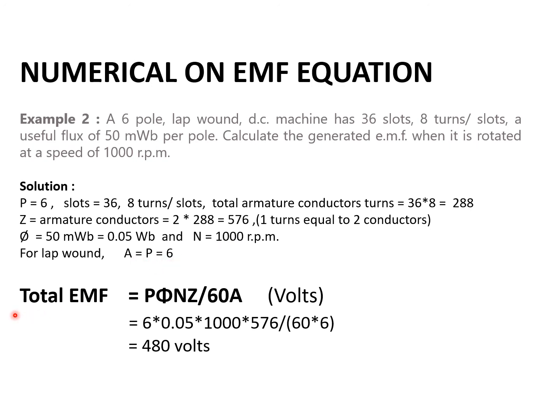So you put all values in the EMF equation, PϕNZ upon 60A. P equals 6, ϕ is 0.05, N is 1000, Z is 576, the total number of armature conductors, upon 60 into A equals 6, because this is lap wound. Now you calculate it, and this is 480 volts. In this way you can calculate this.